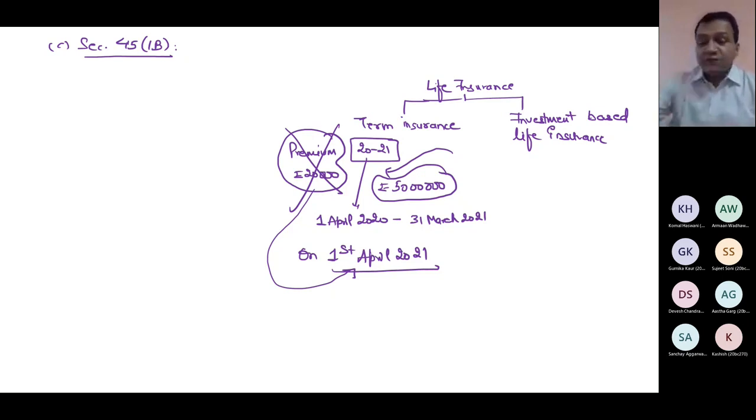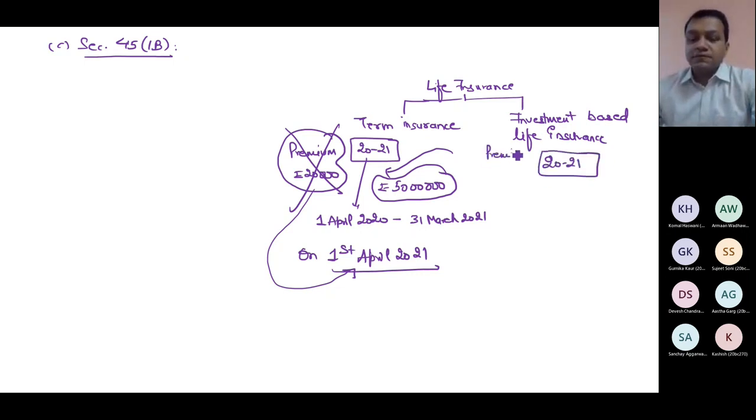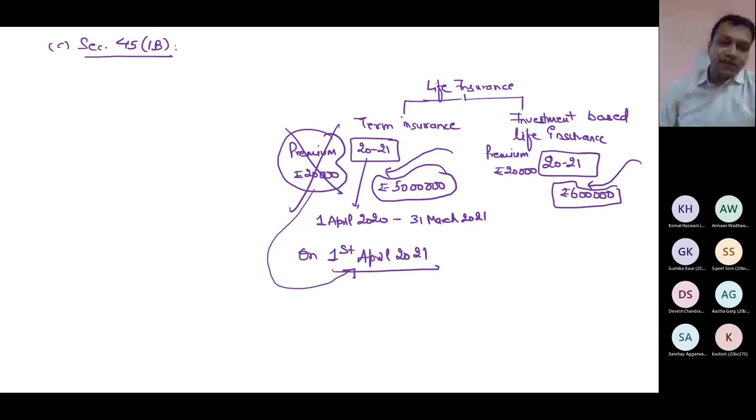What are investment based life insurance? For example, for 2021, I have paid a premium of 20,000. The company will also give me insurance, but not of 50 lakh. Then my insurance would be maybe 6 lakh rupees, 7 lakh rupees. That's it. The company will not give me the insurance of 50 lakh, because from this 20,000, some amount around 60 to 70% will go in investment, which I can claim even after the expiry of 1 year.